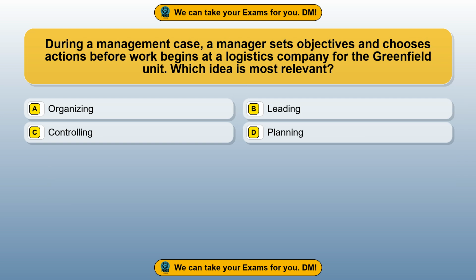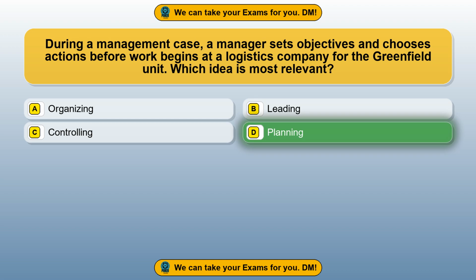Question 5. During a management case, a manager sets objectives and chooses actions before work begins at a logistics company for the Greenfield unit. Which idea is most relevant? Option A, organizing. Option B, leading. Option C, controlling. Option D, planning. The correct answer is option D, planning.